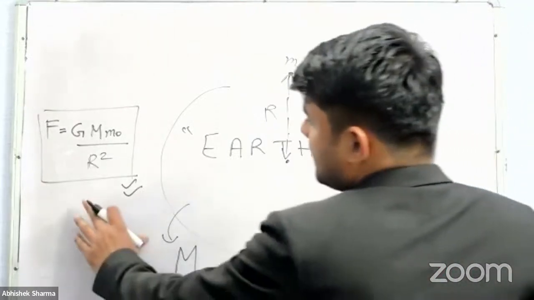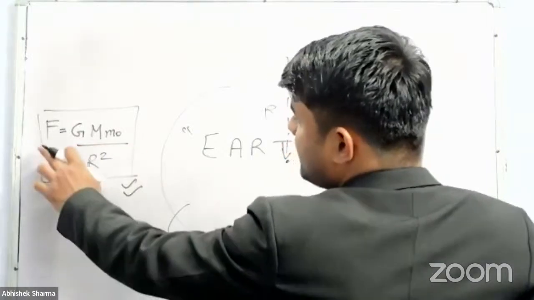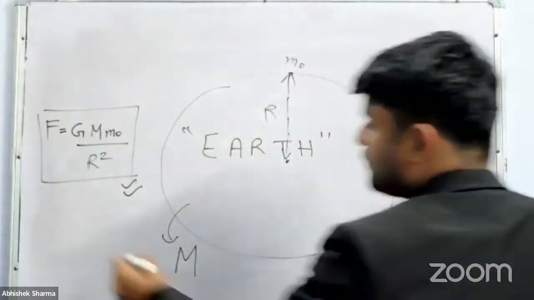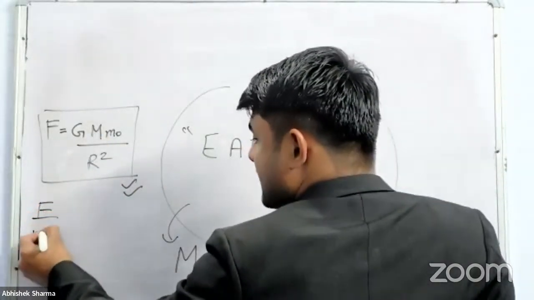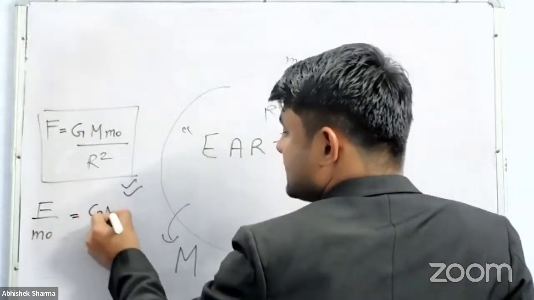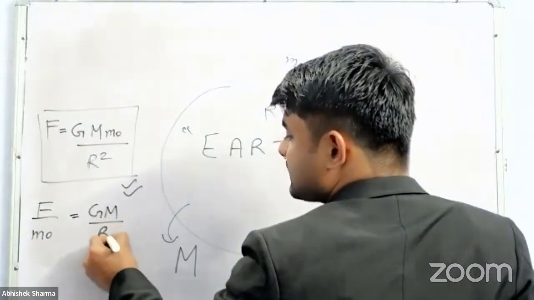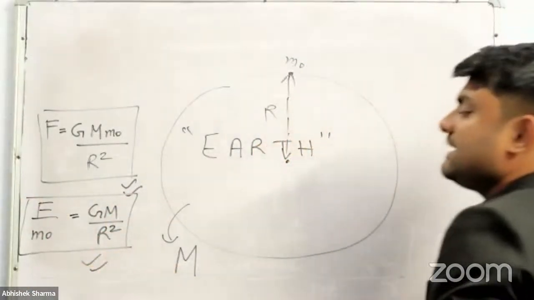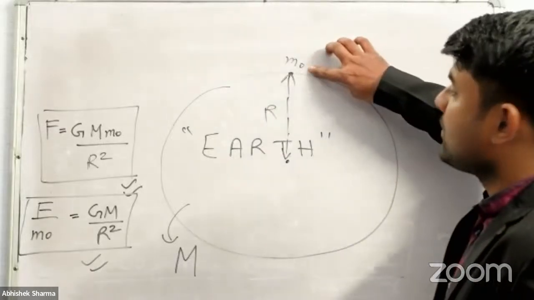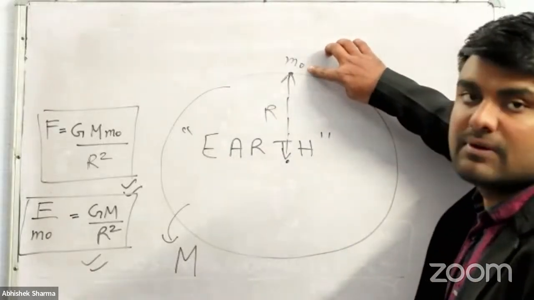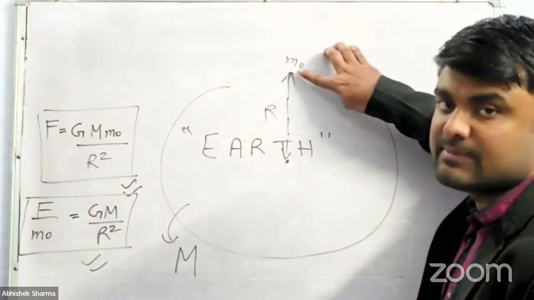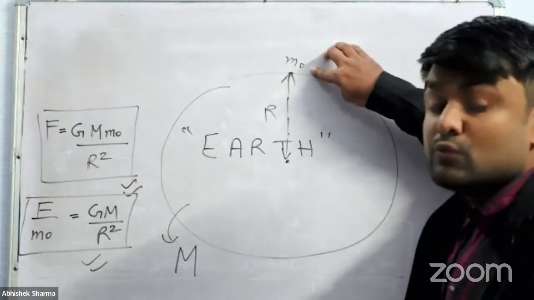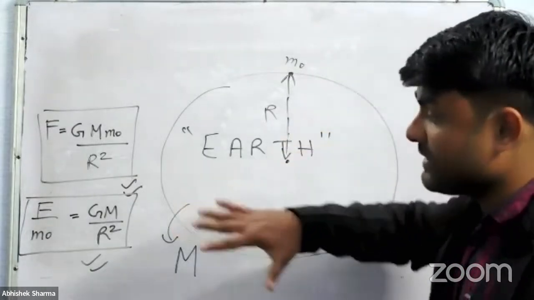Remember, if I'm doing the multiplication of 1 by m naught on both sides, what will come? F by m naught is G M upon R square, as this m naught and that m naught get cancelled. So you will define this as the gravitational field intensity at the m naught mass position. Suppose this is a particular location, and m naught mass is present there at the periphery. At that location, whose gravitational field intensity is it? Earth's, that is the capital M mass.